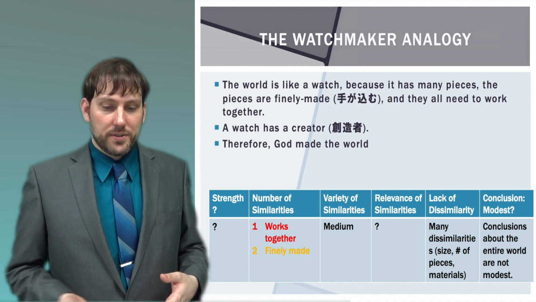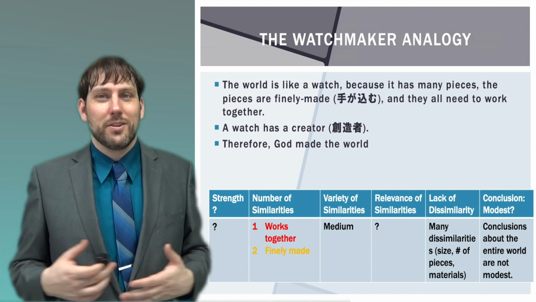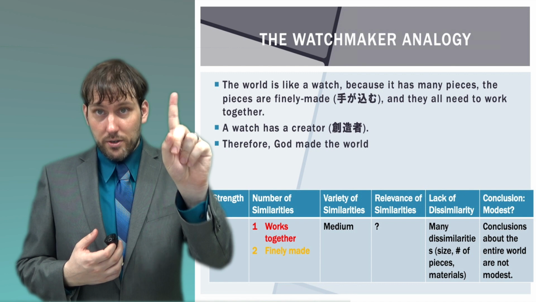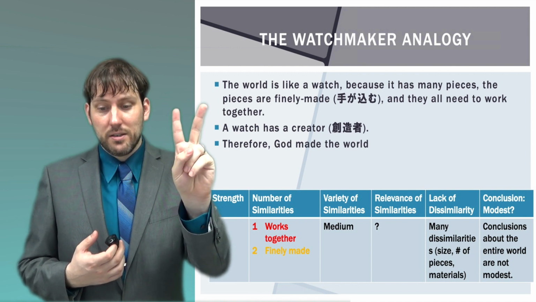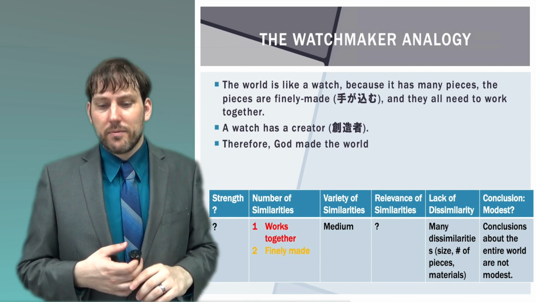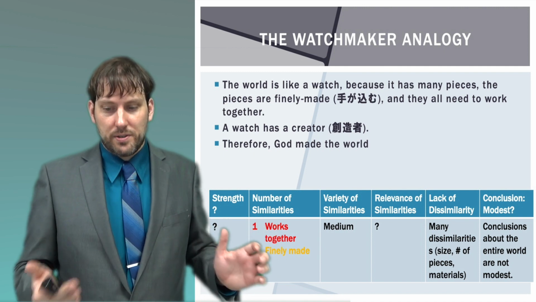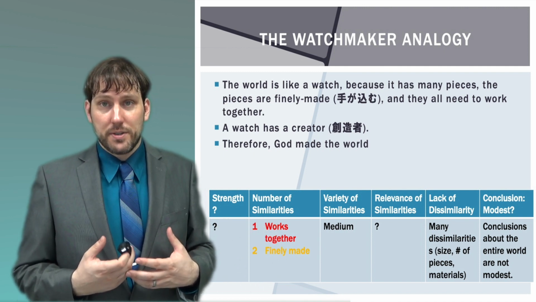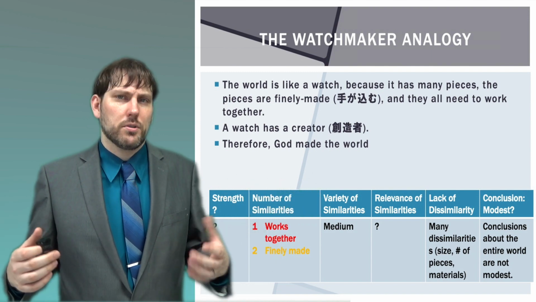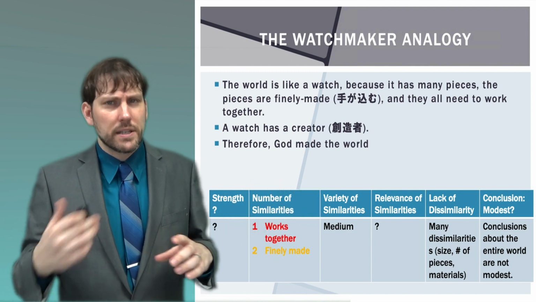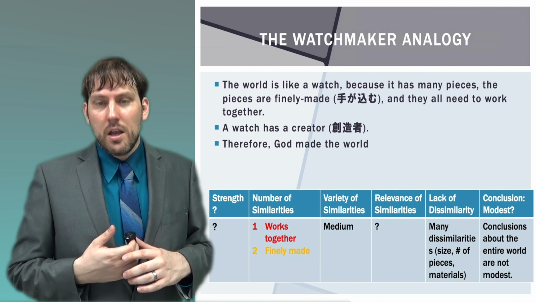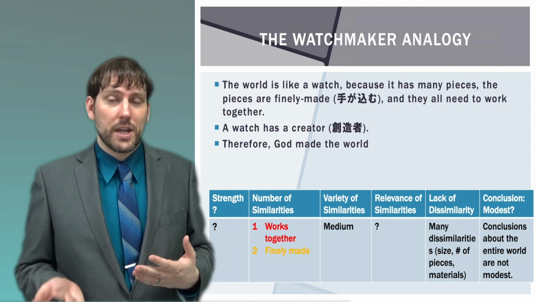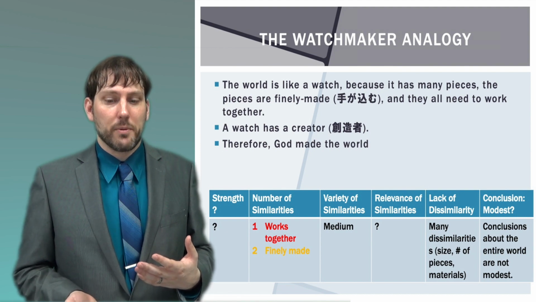So let's look at this. I'm going to skip the strength question because I said this one's controversial. So it has two things that they work together. It's like a system and it's finely made. So this is a medium level of variety. These are two things that are not the same. We could also point out many dissimilarities. The world is much bigger than a watch. The world doesn't function as one single thing quite so tightly. And we could say the conclusions about the world are not very modest. So that's probably the biggest weakness of this argument by analogy.